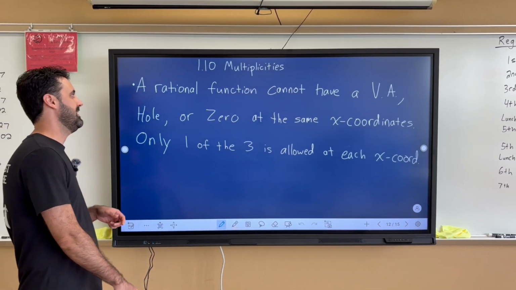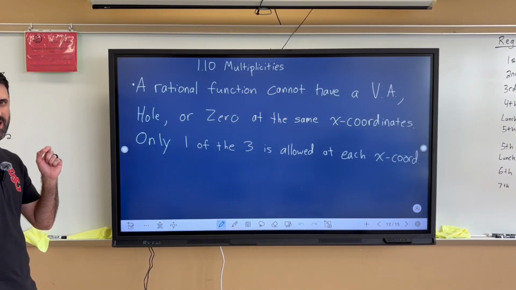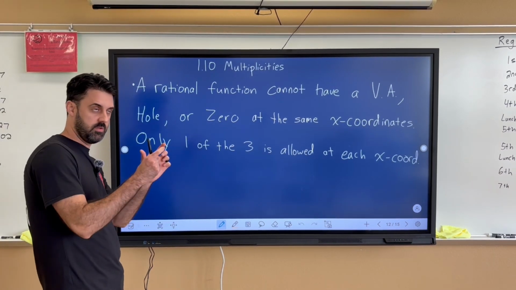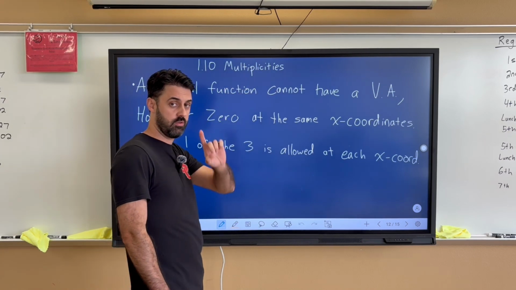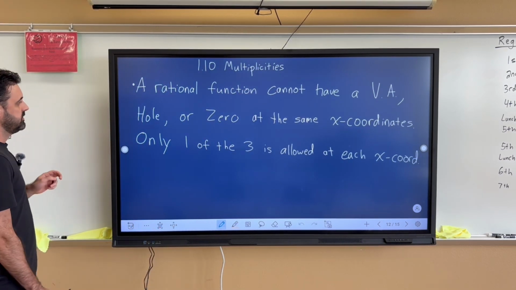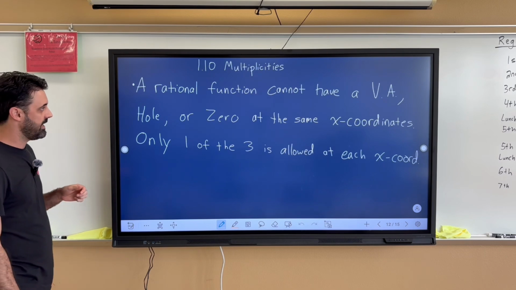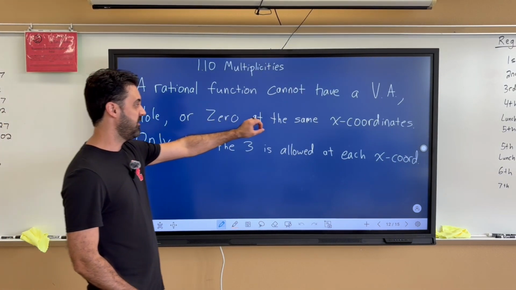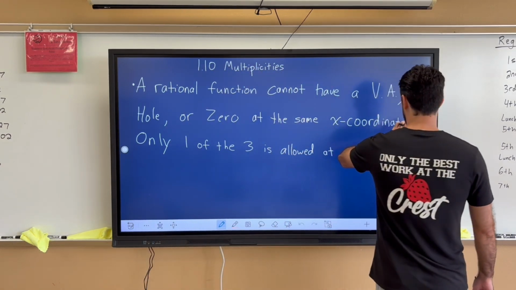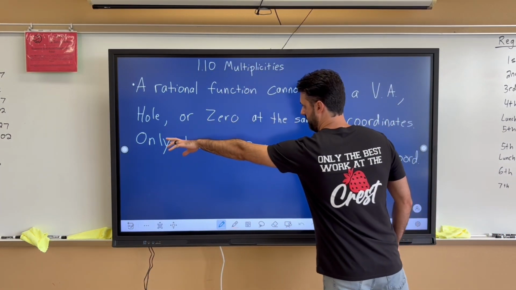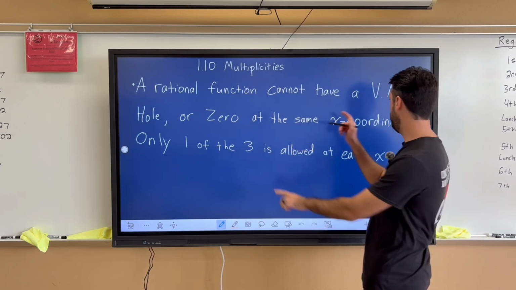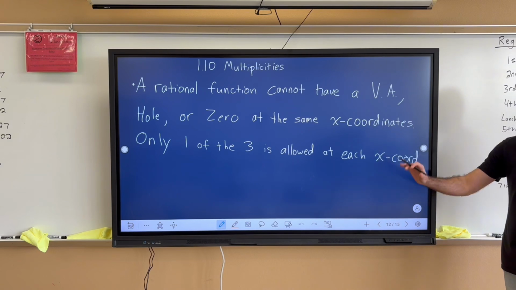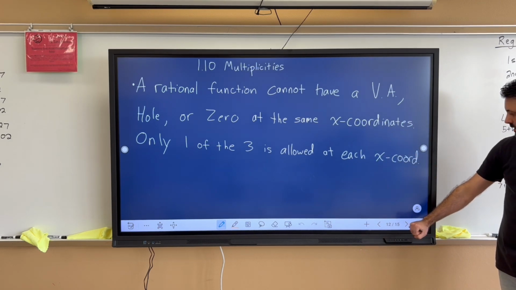All right, everybody, section 1.10, we're going to be focusing in today on when we have rational functions in factored form, and the exponents on those factors, those multiplicities, are something other than 1. So first, let's talk about this. It says that a rational function cannot have a vertical asymptote, hole, or zero at the same x-coordinate as another one of these things. In other words, only one of those 3 is allowed at each x-coordinate. And you guys will see what I mean in a second here.